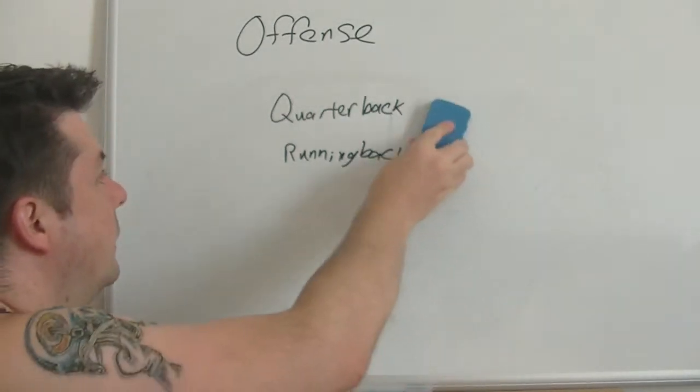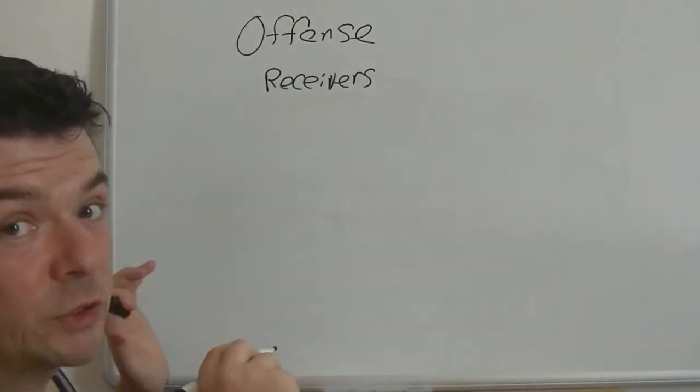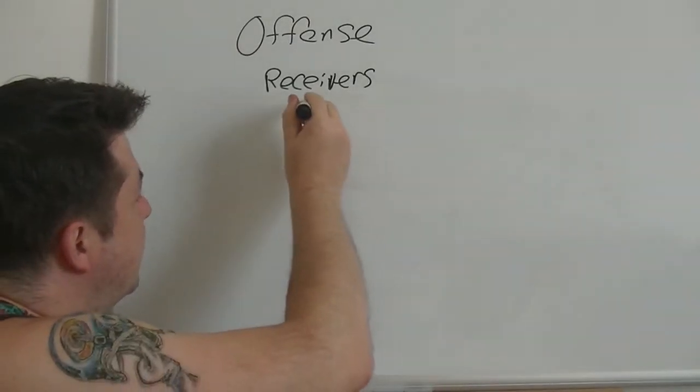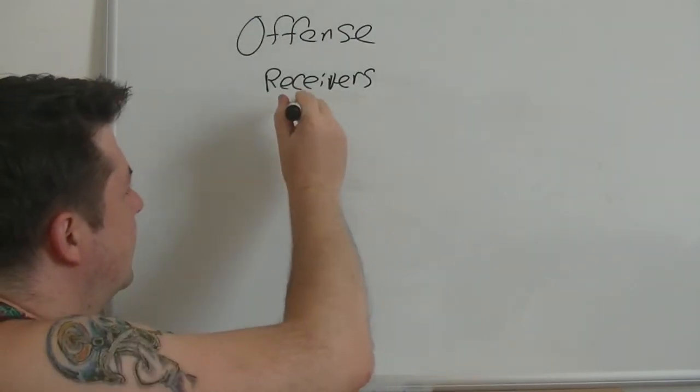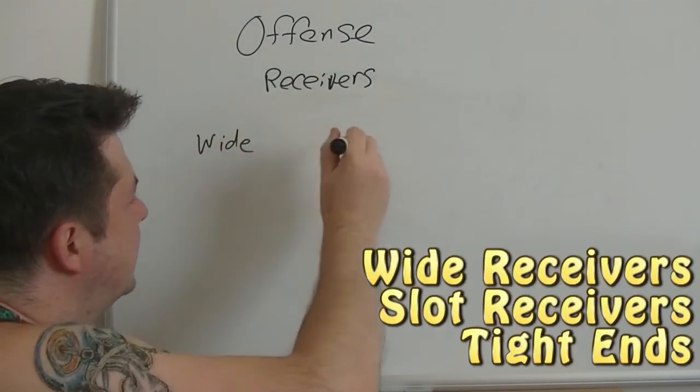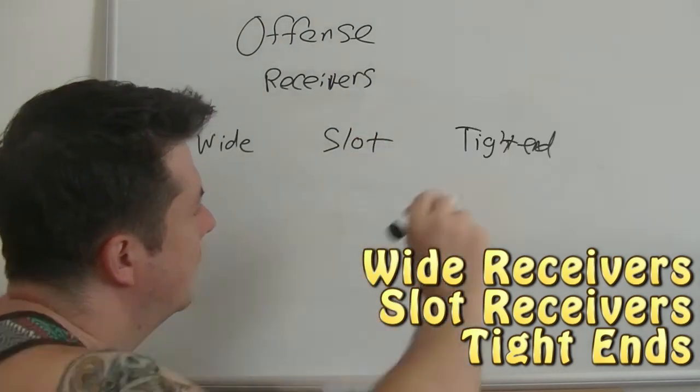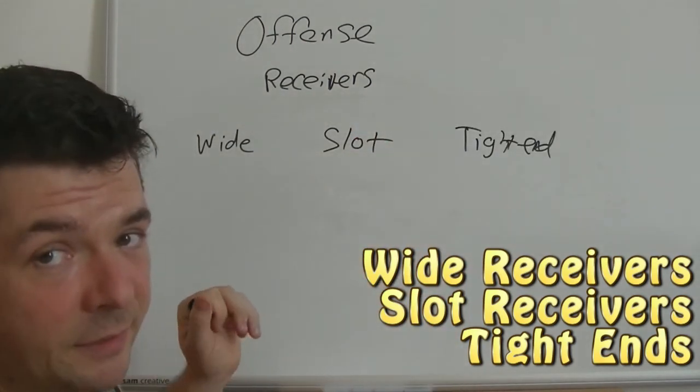He's passing it. Where is he passing it to? Receivers. These can be split up into effectively 3 groups, but we'll just go with wide receivers, slot receivers, and tight end.